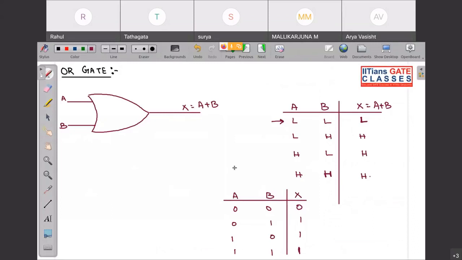So this is basically what I said. An OR gate is a logic gate whose output is logic high when any one of the inputs is high.